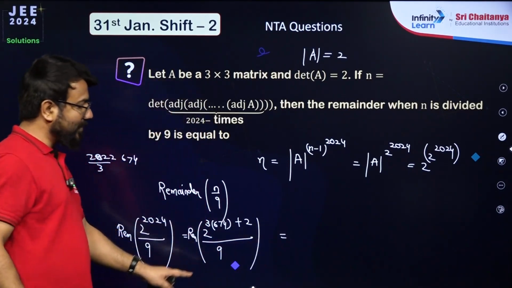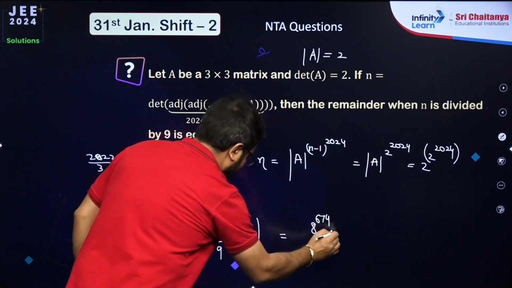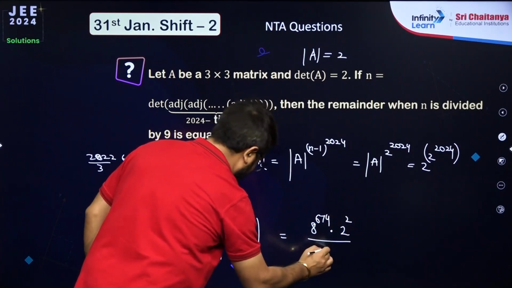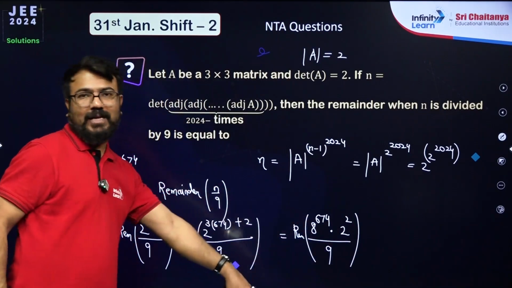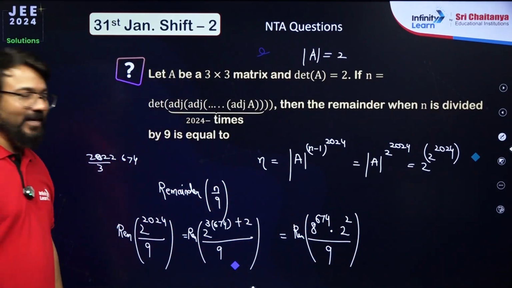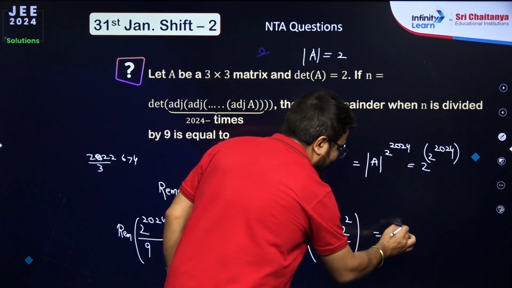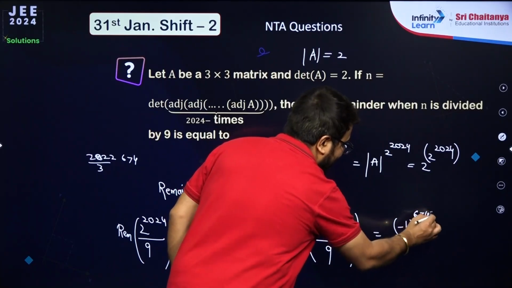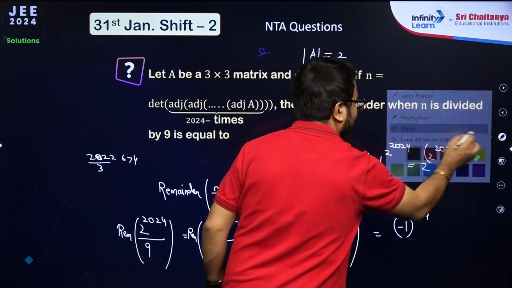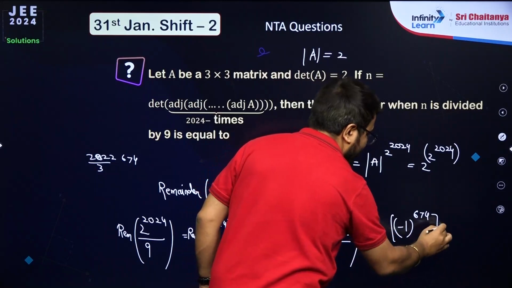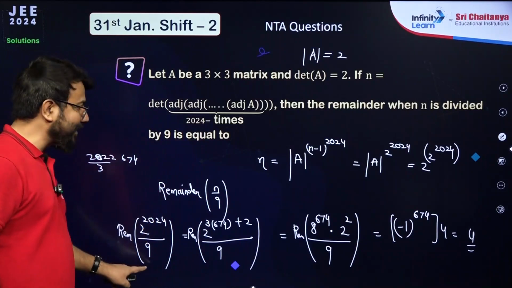When 8 raised to the power 674 is multiplied by 2 square, and divided by 9, what should be the remainder? So 8 upon 9, remainder is actually negative 1. And here if I place negative 1 raised to the power 674, that will be plus 1. Okay, I am writing the direct remainder. And this is being multiplied by 2 square, that is 4. So the answer will be 4. Remainder when this number is divided by 9 will be 4.